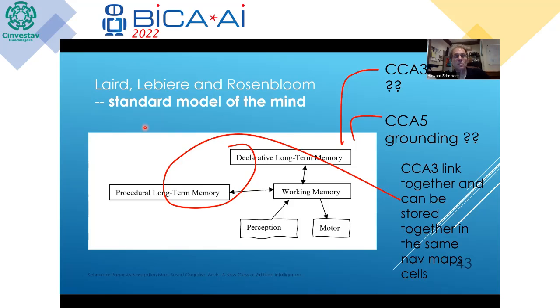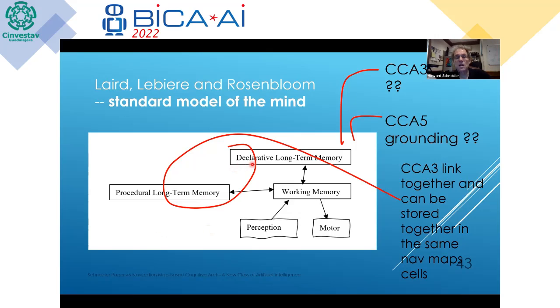Laird's standard model of the mind is pretty much this. There's a working memory, there's declarative long-term memory, there's procedural memory. And Laird, Lebiere, and Rosenbloom show most of the cognitive architectures will fit into the standard model of the mind. Although, again, the architecture I showed you, the CCA3, CCA5, which is the causal cognitive architecture, which works on navigation maps, it really doesn't.